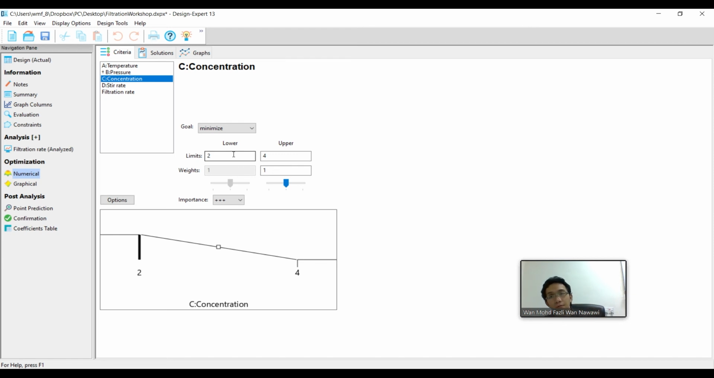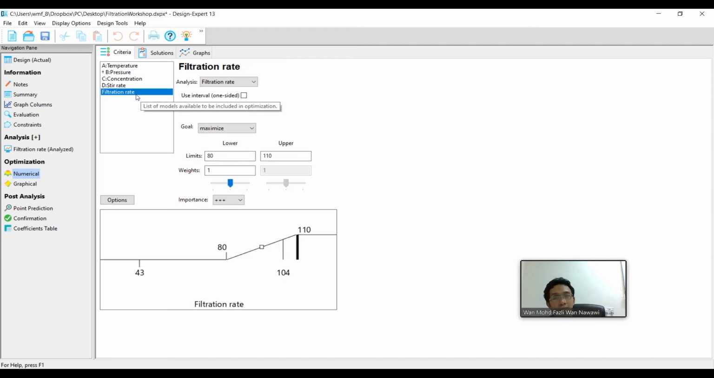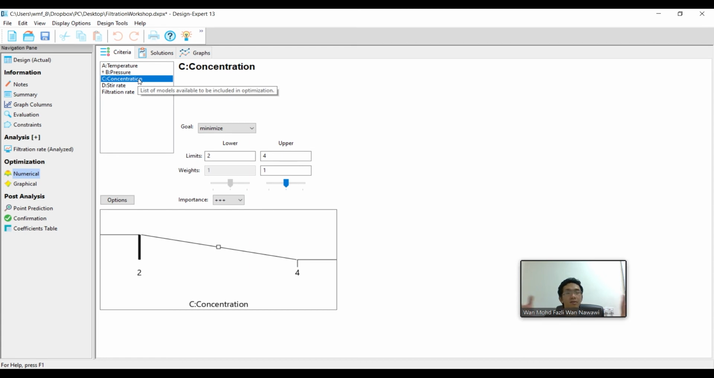The difference from before is that filtration rate is a prediction. Maybe you get higher than 100, which is why you put the range a little bit bigger. But for concentration, it's just a range, and you don't alter it. It's okay, you just don't change it here.